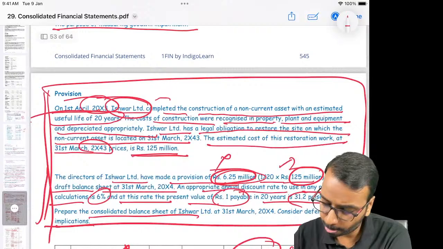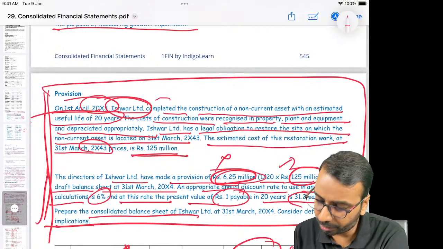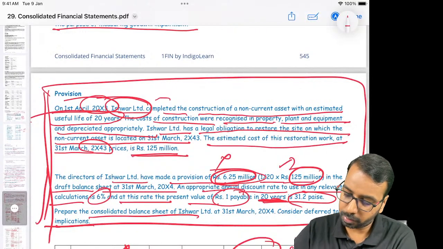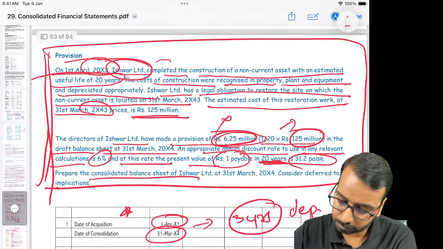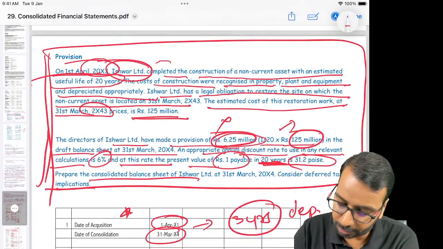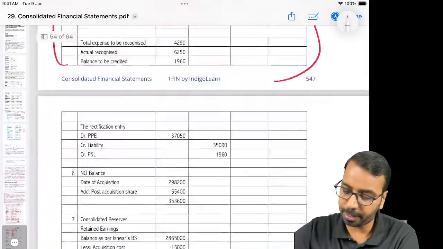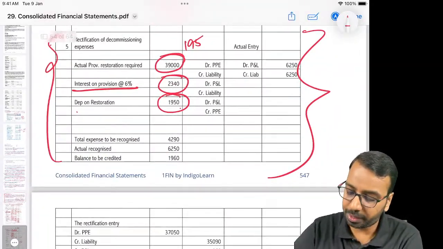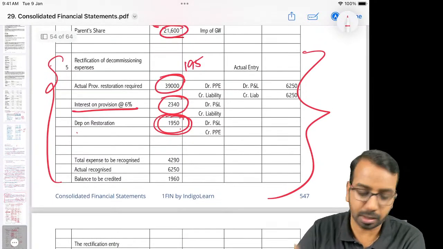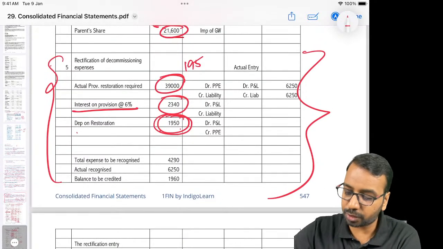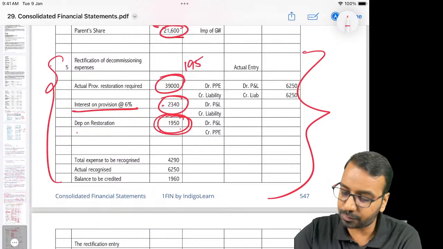Just a second. 20 years. So 20 years means, this again 20 years. So it should not be 43, it should have been 23. Anyways. So 20 years is 1950. So this is the depreciation part. This depreciation we should have provided, and this interest we should have provided.